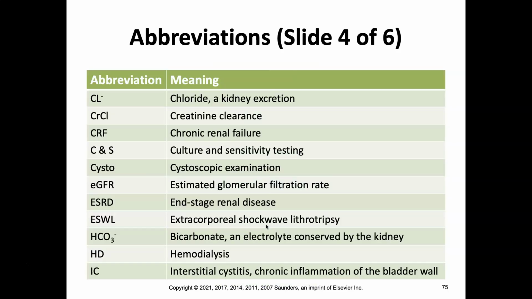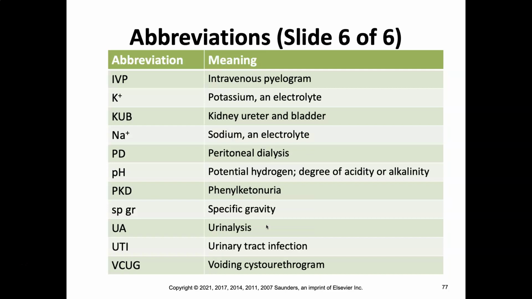Let's see what else. Yeah, in surgery they'll talk about doing a cysto on a patient. ESRD, end-stage renal disease, is very common. ESWL, that's the extracorporeal shock wave lithotripsy, where they're using those waves to break up those kidney stones. HD for hemodialysis. Again, if you work in a dialysis unit, you'll see that used very commonly. IVP is often used. So is KUB, especially if you're in the radiology department.